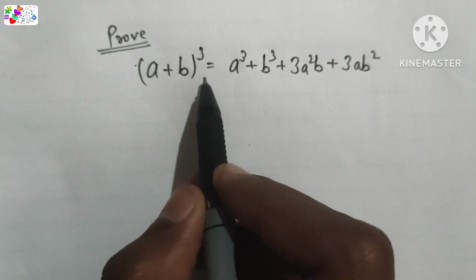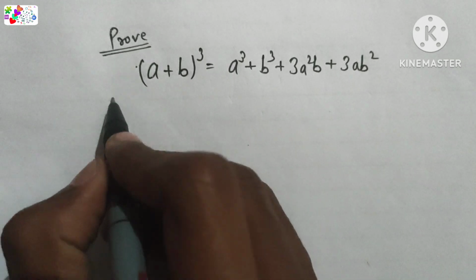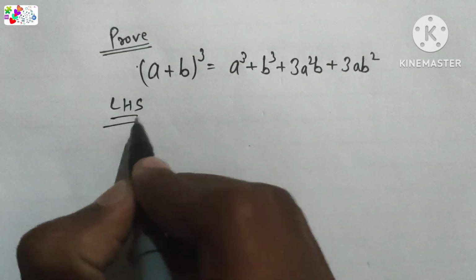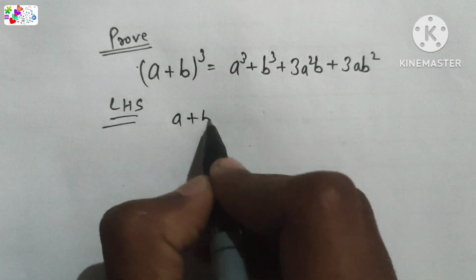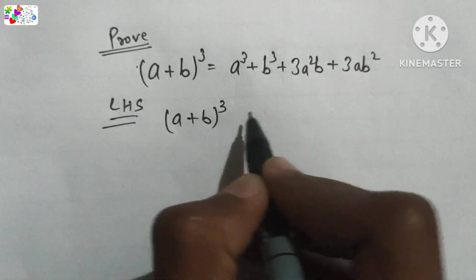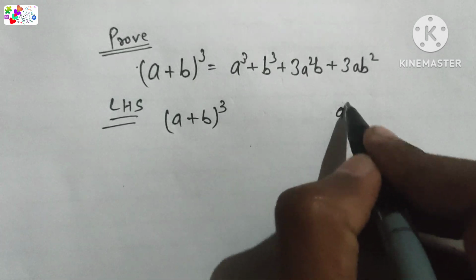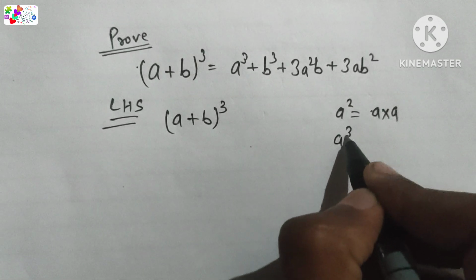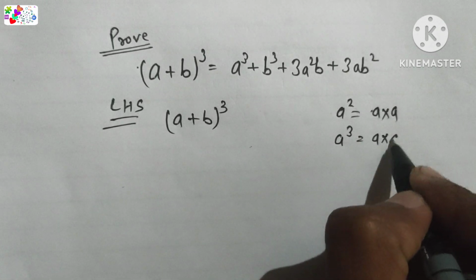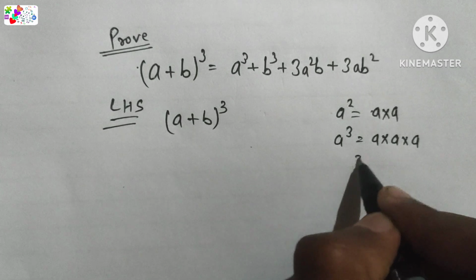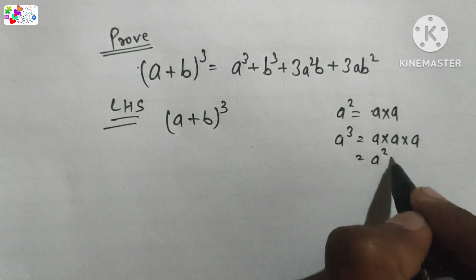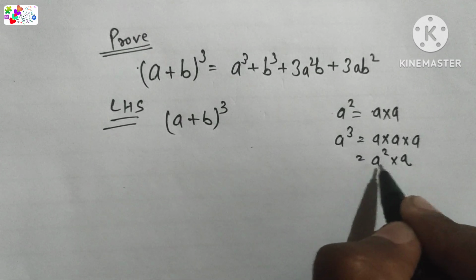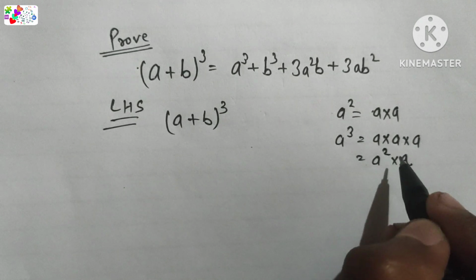So how to prove it is equal to this? So let's start. I will choose the left hand side of this sum, (a+b)^3. So we know that a square, I can write here a into a, and a cube is a into a into a, and this can also be written as a square into a, because the bases are the same, so the powers will be added.